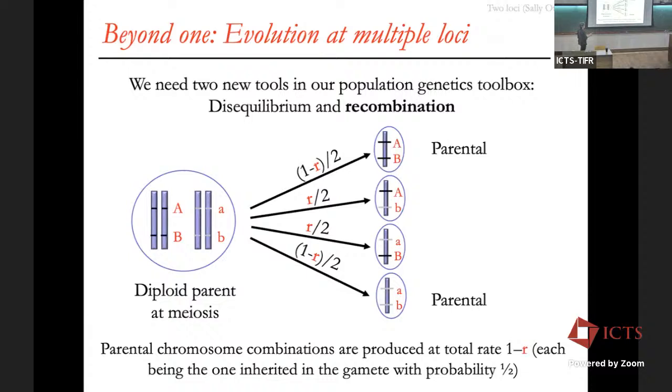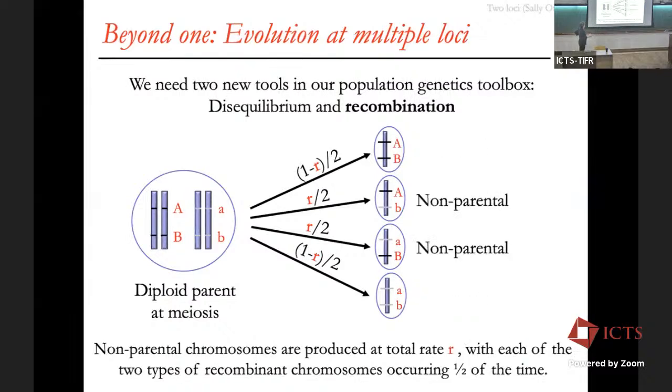And as long as meiosis is fair and there's not meiotic drive, then half of the parental chromosomes will be this one, and half of the parental chromosomes will be that one. The other two chromosomes are the ones produced by recombination. So with a total rate of R, we're going to get a recombinant chromosome. Half of them will be this recombinant, big A with little b, and the other half this recombinant, little a, big B. And those all sum to one.